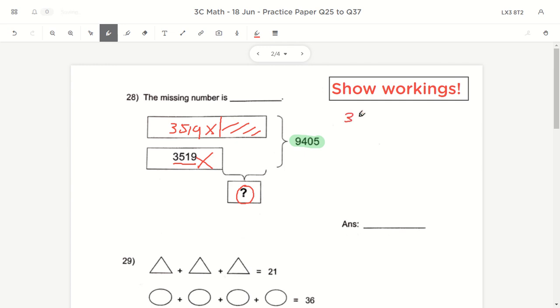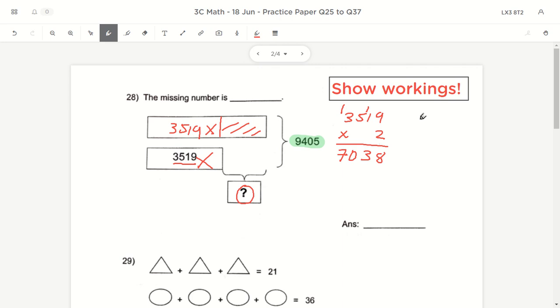So I'm going to use 3519. I multiply by 2 because there are two parts of it. 2 times 9, 18. 1 times 2, 2 plus 1, 3. 2 times 5, 10. Regroup. 2 times 3, 6. 6 plus 1, 7. Okay. So I know that the sum of these two parts, these small little parts, this equal part is 7038.